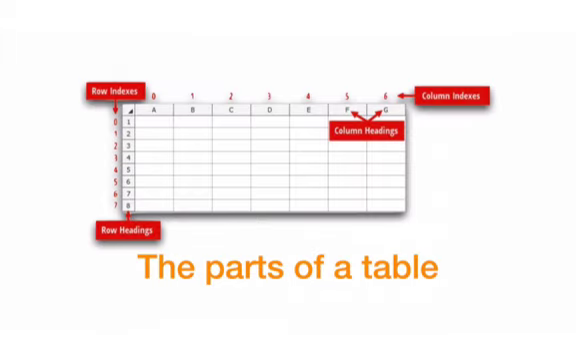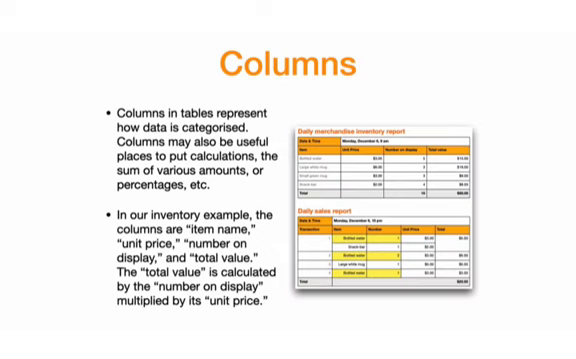The parts of a table. Columns. Columns in tables represent how data is categorized. Columns may also be useful places to put calculations, the sum of various amounts, or percentages, etc. In our inventory example, the columns are item name, unit price, number on display, and total value. The total value is calculated by the number on display multiplied by its unit price.